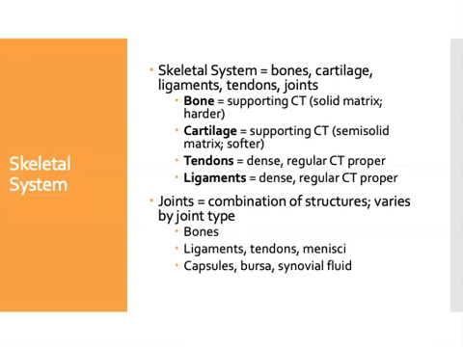Now, the joints are a combination of structures, and what particular combination is present depends upon the joint type. But it will be some combination of bone and ligament and tendon and perhaps menisci. There'll be joint capsules around certain joints. There'll be bursa associated with certain joints. And some joints actually have fluid around them called synovial fluid.